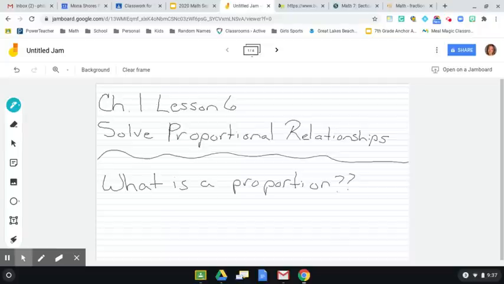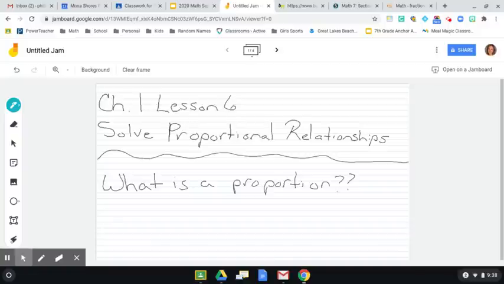Okay, now that your quick check is done, we're going to move on and take a look just a little bit today into lesson 6, which is solving proportional relationships. So you should have lined paper, your notebook or loose leaf, it doesn't matter. You should have your pencil. You can have your calculator as well because we will use that.